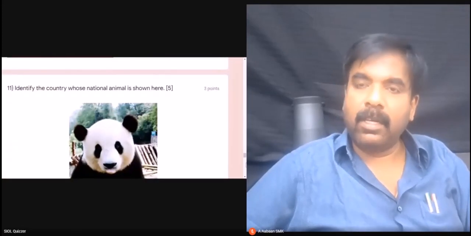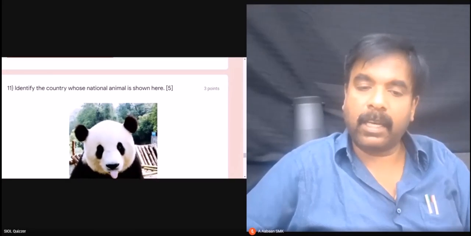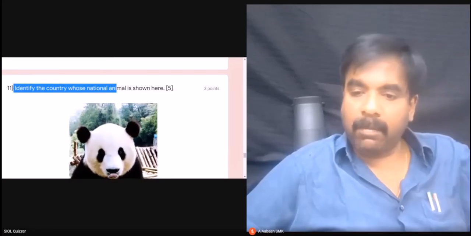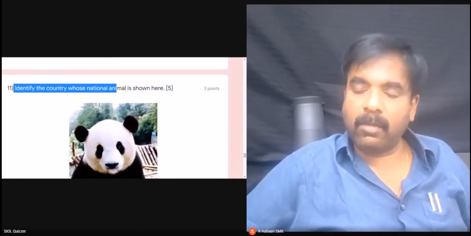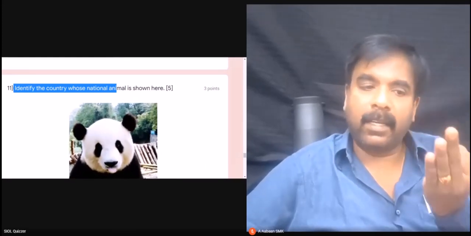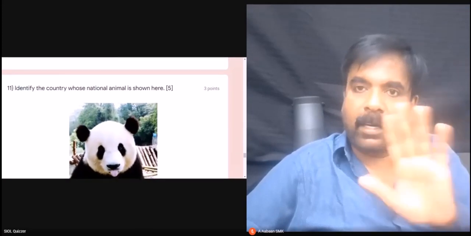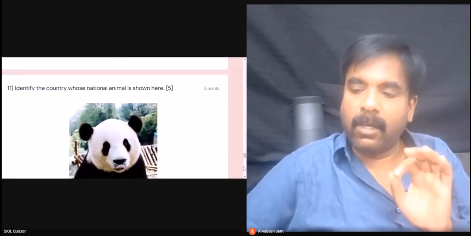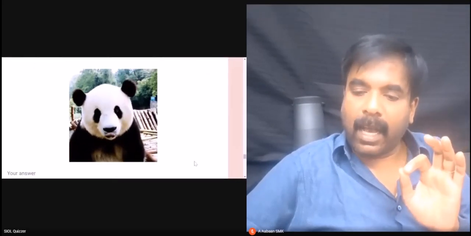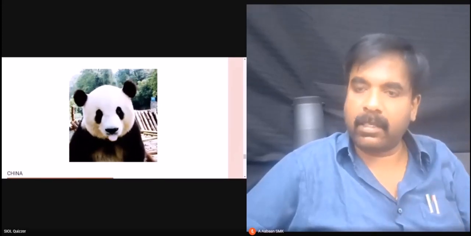So let us move on to the next one. These are animation questions. Identify the country. Once again, look at the question carefully. Identify the country whose national animal is shown here. I have seen many people who get so much excited. The animal is panda, isn't it? P-A-N-D-A, 5 letters. So you get excited and type panda. No, read the question carefully. Only if you read the question carefully, you'll get more marks, okay? So the country where it is a national animal is China, isn't it? That is also 5 letters.